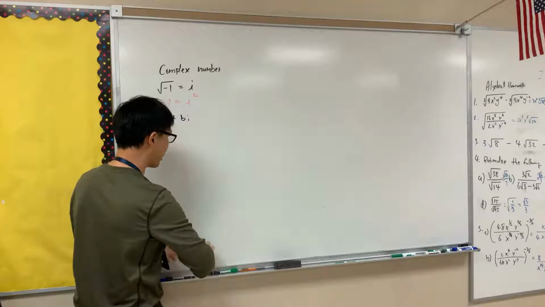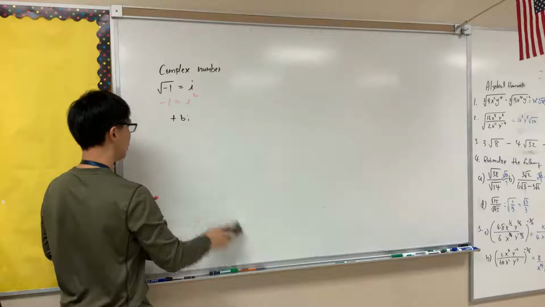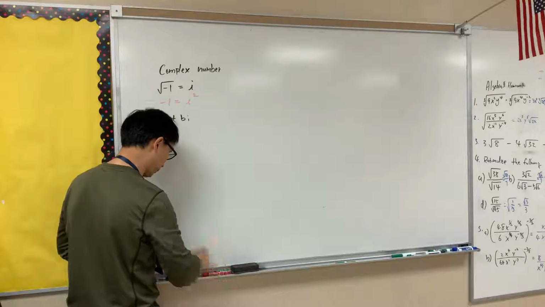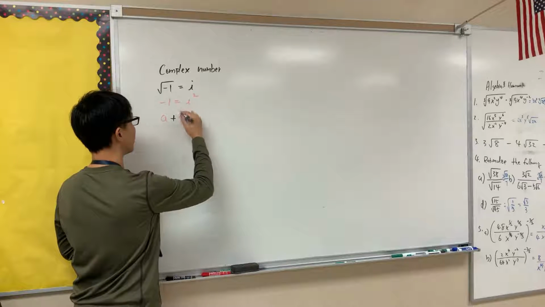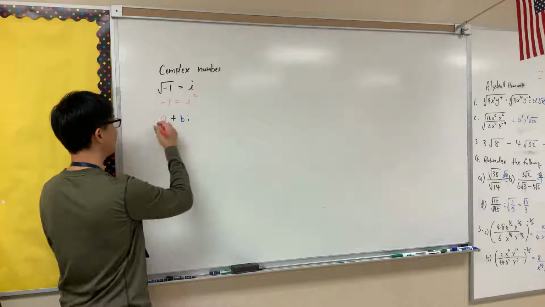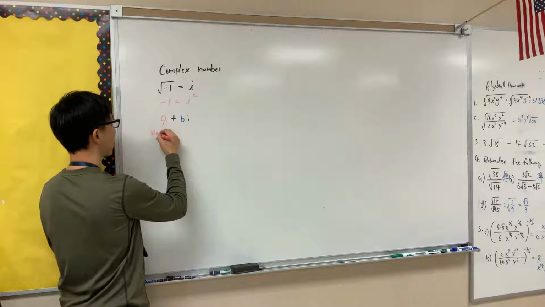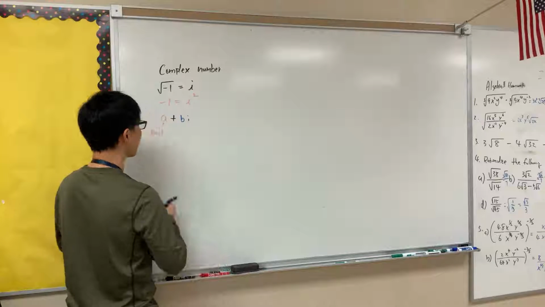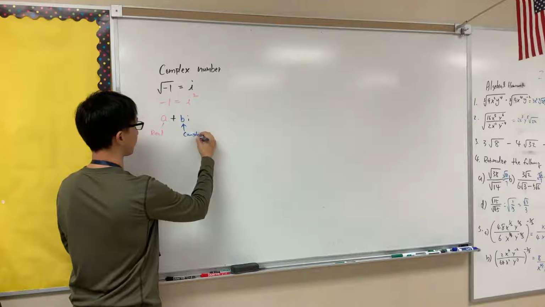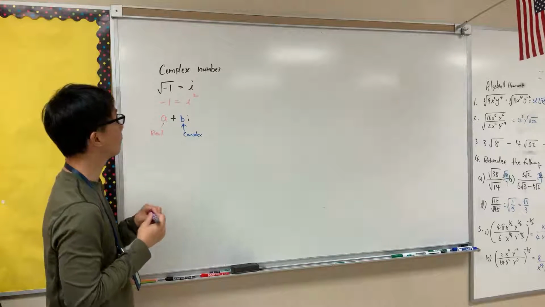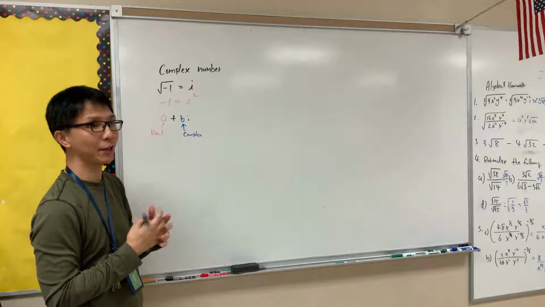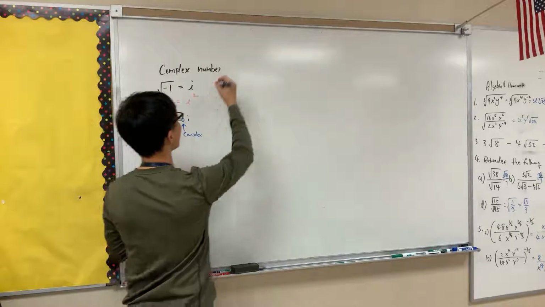A is the real number. A is a real number. And the b is the complex number. So here a is going to be real, and here b represents the complex. So there are two parts: the real part and the complex part. Some people call it imaginary number, so you can say that's also imaginary number.